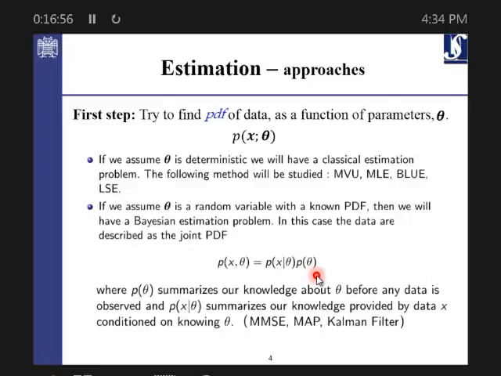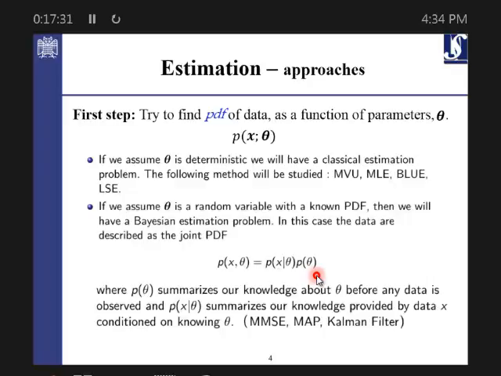And P of x given theta, which is actually a function, it shouldn't be written in the form of a probability, but we actually write it like that, is called a likelihood. How probable or likely it is that this observation x is taken from some theta which is known. So it's a function over the theta values.